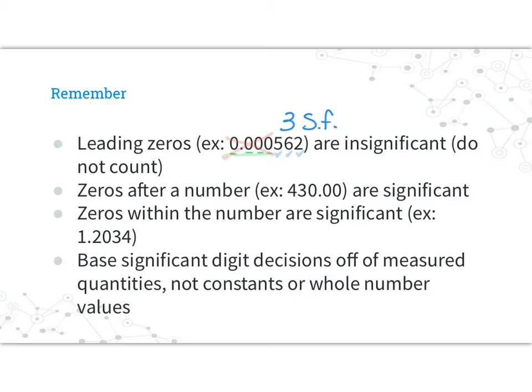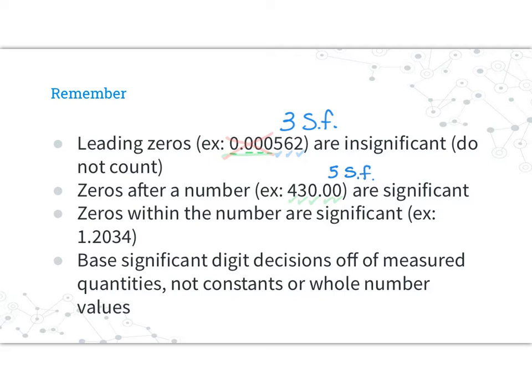Zeros that are after a number are significant. So we will just start counting at the very beginning of our number. We see that we have a number from 1 to 9. So we count that one. That's a significant figure. This one's a significant figure. And once we start counting, we count to the very end of the number. So all of those values are important to remember. Therefore, in this case, we have 5 significant figures.